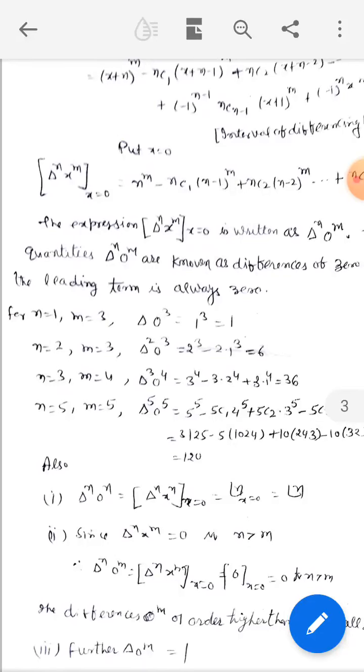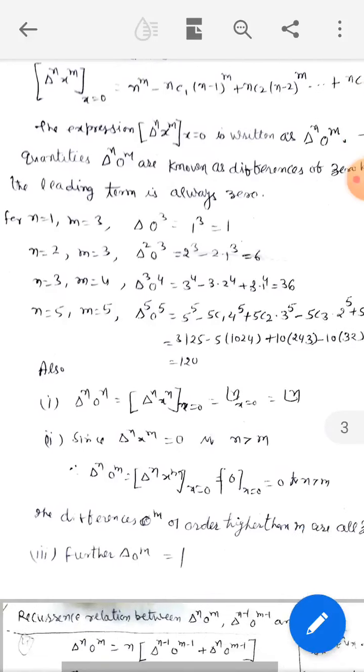If n is greater than m, then the n-time forward difference of x to the power m is equal to 0, because the n-time difference of 0 is equal to the forward difference n-time of x to the power m at x equal to 0, and this is equal to 0. Now we define the recurrence relation.